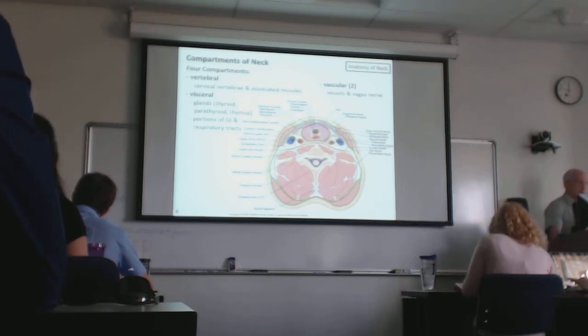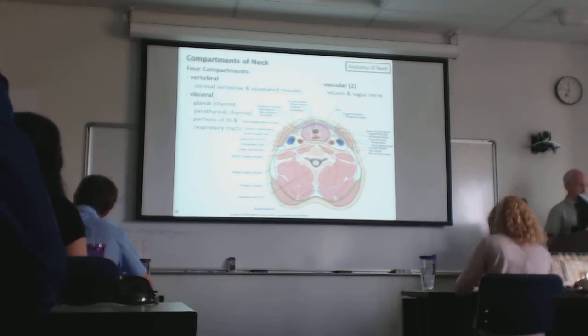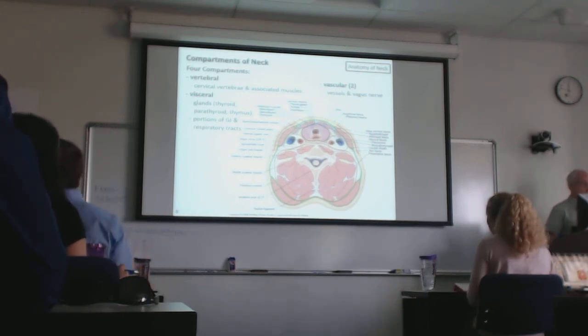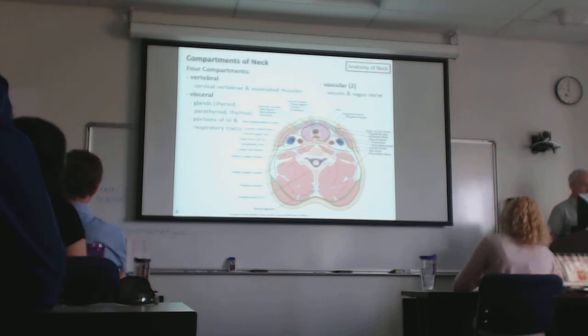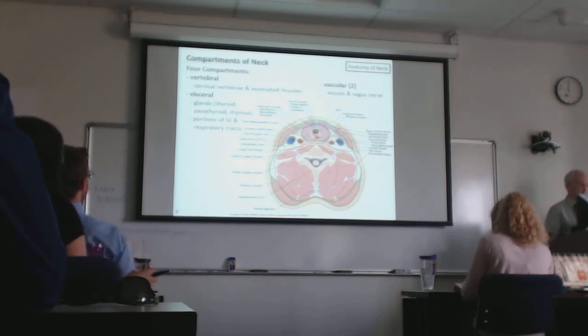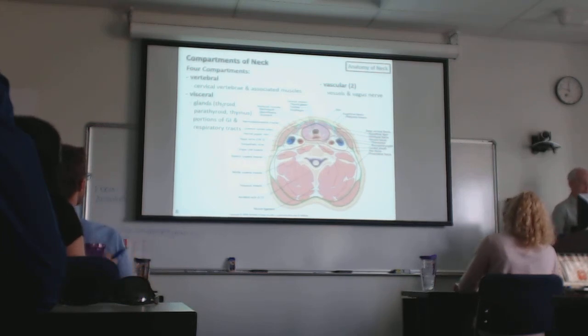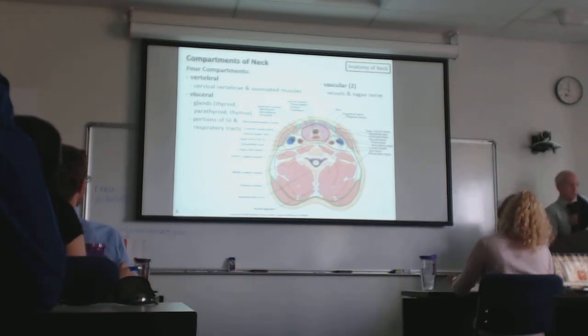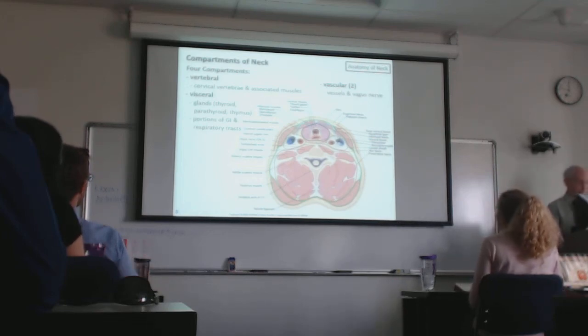An alternate terminology, again, describes all of this as vertebral. All of this muscle and bone back here is vertebral. And then you have this portion up here that includes the two passageways, the esophagus and the trachea, along with the glands up here. That's called the visceral layer. And then once again, these vascular compartments laterally containing the jugular vein and the carotid.